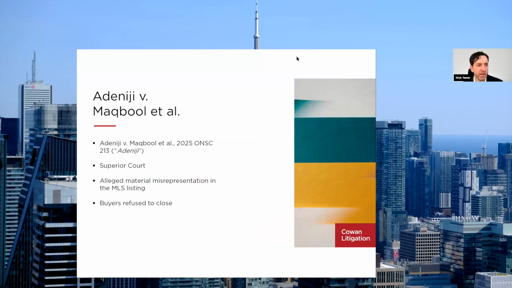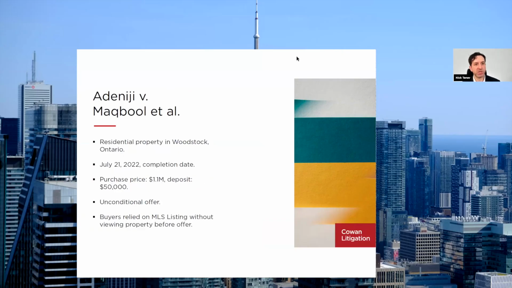Okay, the next case, moving on, is Adeniji versus Makbul. And this is a Superior Court decision regarding misrepresentation in an MLS listing. In this case, the buyers refused to close. This is a residential property in Woodstock, Ontario, with a $1.1 million price tag and a $50,000 deposit. The closing date is July 2022. And this was an unconditional offer, so no conditions. The buyers relied simply on the MLS listing to make their unconditional offer. They never even viewed the property in person before making the offer.